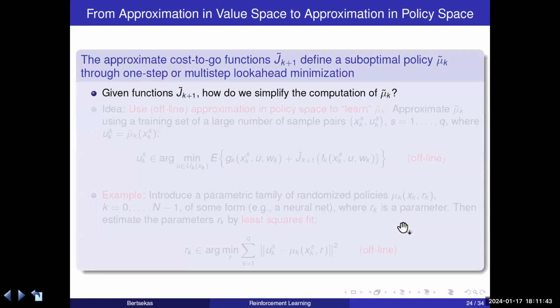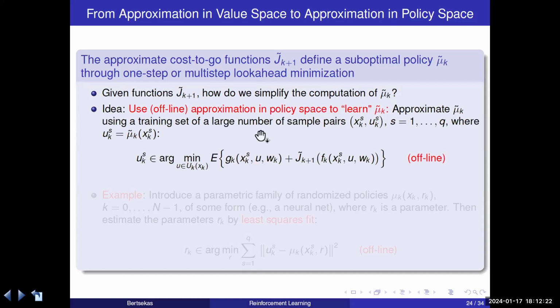There's also the reverse. Given that you have done approximation in value space, you can go and do approximation in policy space to gain the advantage of fast response, of fast generation of controls. So suppose that you have obtained approximate cost functions J tilde. These define a suboptimal policy through one-step or multi-step look-ahead minimization. So given this J tilde, this involves quite a bit of minimization to implement online the suboptimal policy. How can we simplify it?